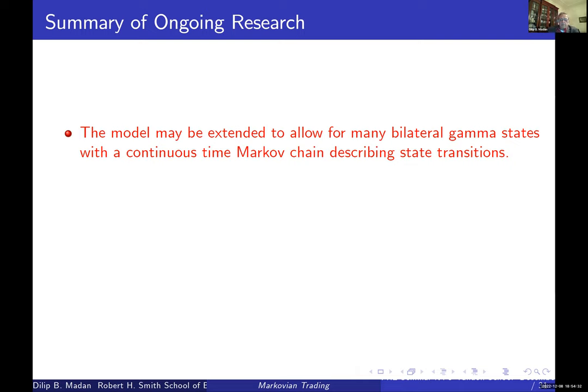And let me quantize my bilateral gamma parameters and say that, okay, pick a number. I say, okay, there's 64. I quantize them to 64 points. And I'm in one of these 64 points each day.